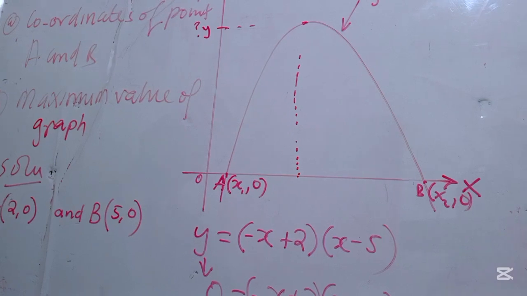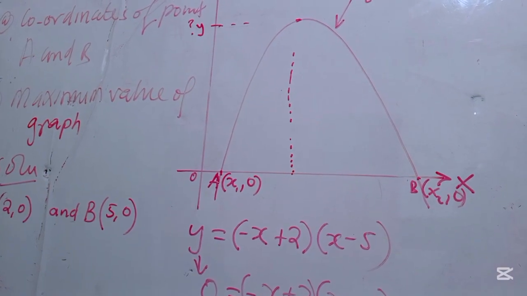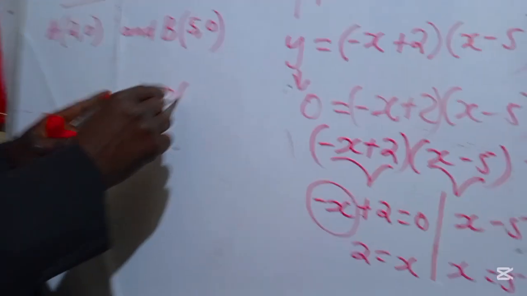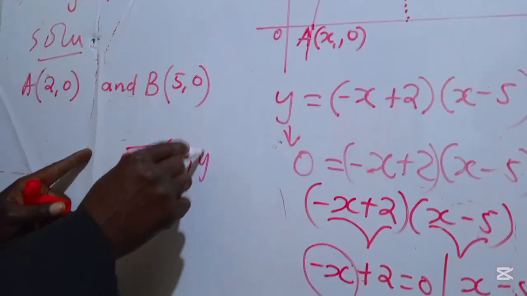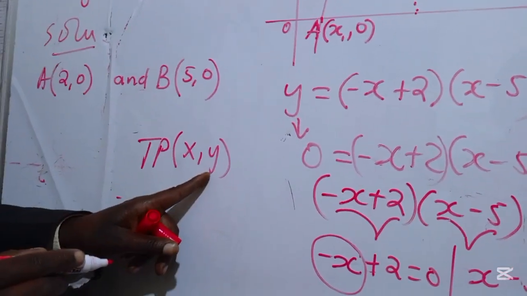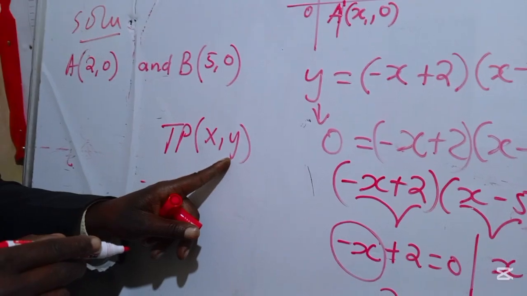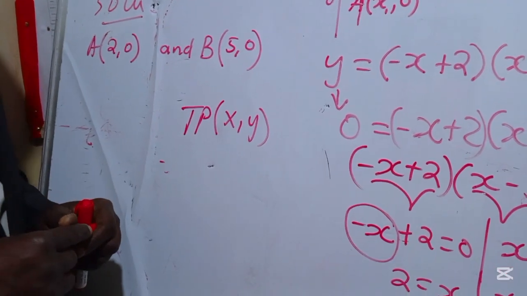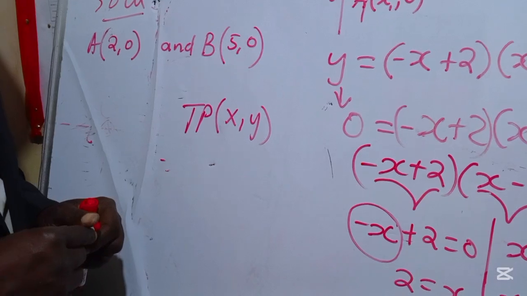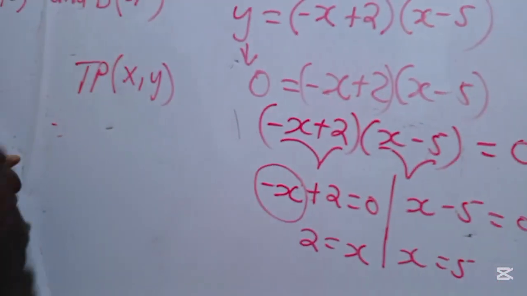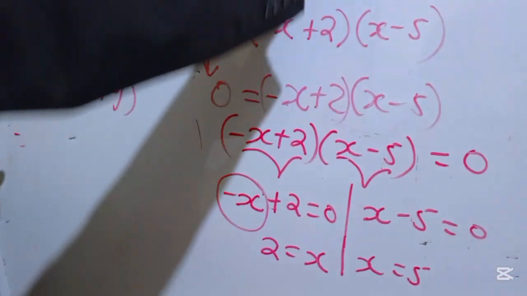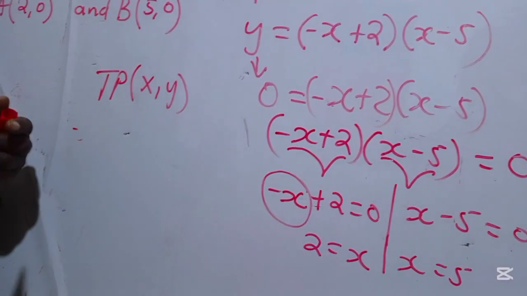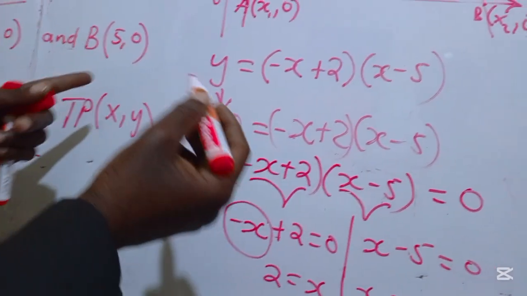Mind you, when you look at the turning point, it is always (x, y). This y is the maximum or minimum, while the x is the equation of the symmetry. They will ask you to write the equation of the symmetry of the graph. So in this case, I'm looking for the maximum, which is my y there. How do I get it? Okay, simple. There are many ways.